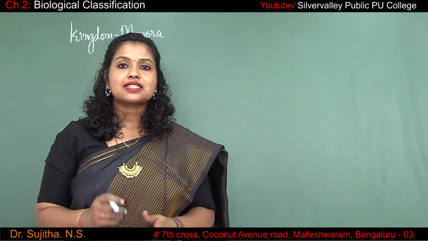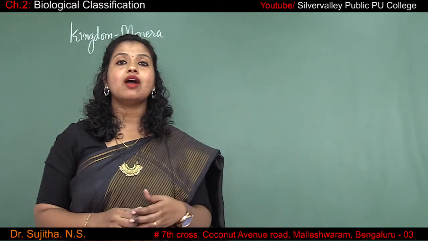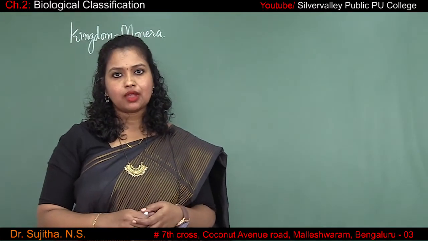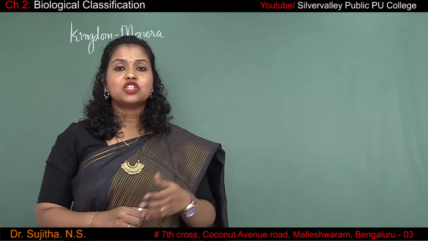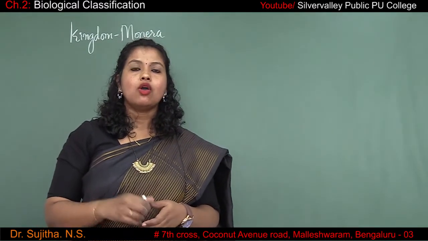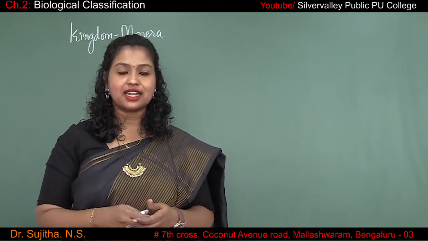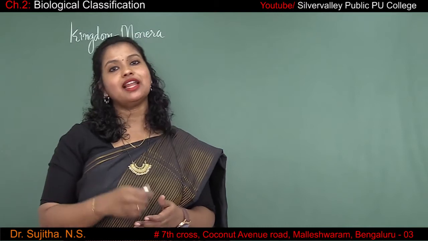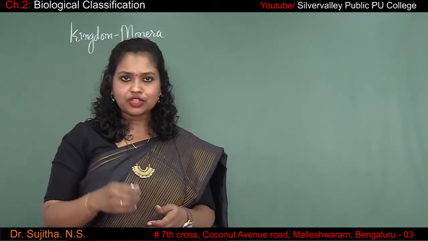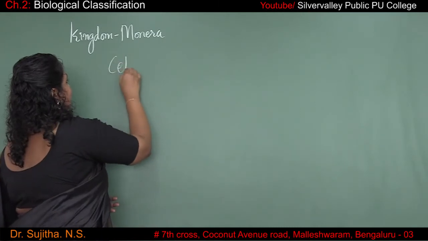So now let's study each kingdom one by one. First, let's study kingdom Monera. An example which comes under kingdom Monera is the bacteria. Now, what are the characteristic features of the bacteria with respect to the five-kingdom classification? The first factor is the cell structure.